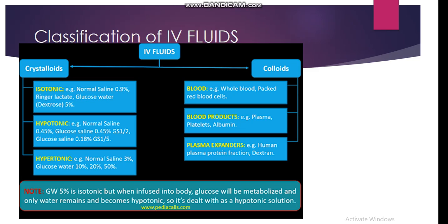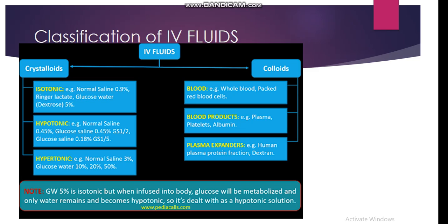Plasma expanders are for example Dextran and hydroxyethyl starch. They can be used as plasma expanders. They act as oncotic agents which withdraw water from the extracellular fluid into blood vessels. Crystalloids are basically solutes of salts.